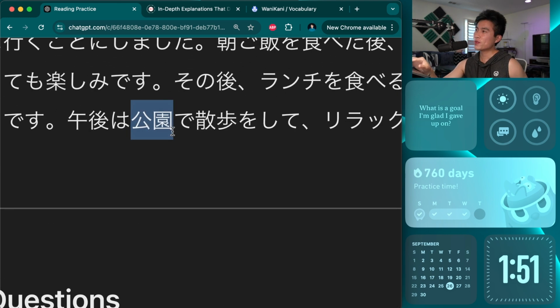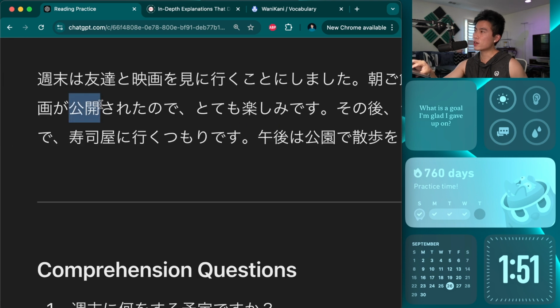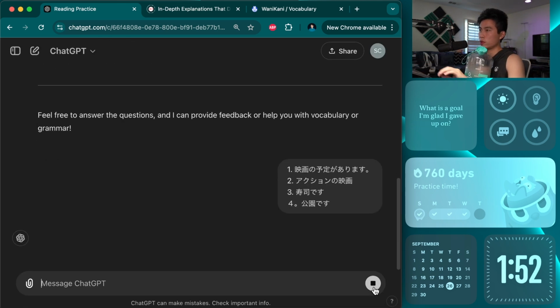So, what was it earlier? Was it also koen earlier? No, this is not koen. But it has the first character of ko. And then, I know that kanji. It's the one for open. But I don't know. Let's just hit enter.